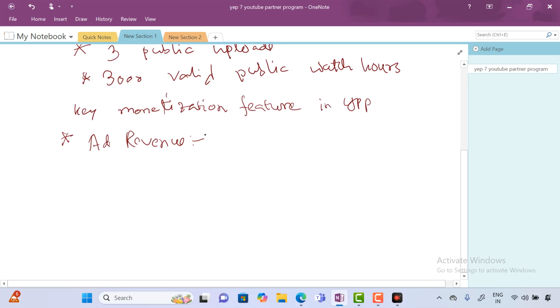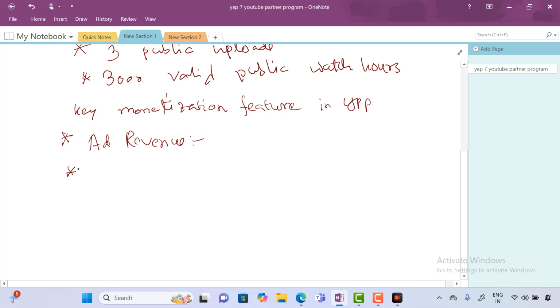and it's a well-known method. Once in the YPP, you can enable ads on your long form videos and shorts. Revenue will be generated from the views and clicks on these ads, and YouTube shares a percentage of this revenue with the creator.